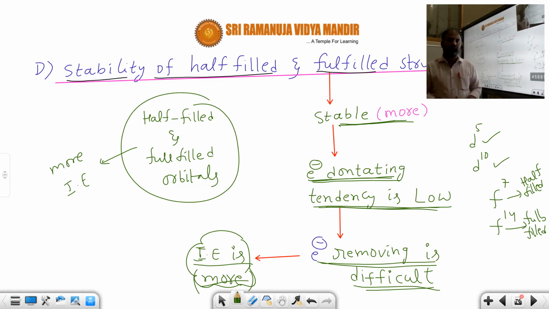Whenever they are more stable, that element's electron donating tendency is low, the electron giving tendency is low. That means electron removing is difficult. That means the electron in the outermost shell is tightly bound. Whenever the electron is tightly bound, removing the electron is difficult, and the ionization energy obviously increases. Whenever I put an upward arrow, you can understand that it increases.